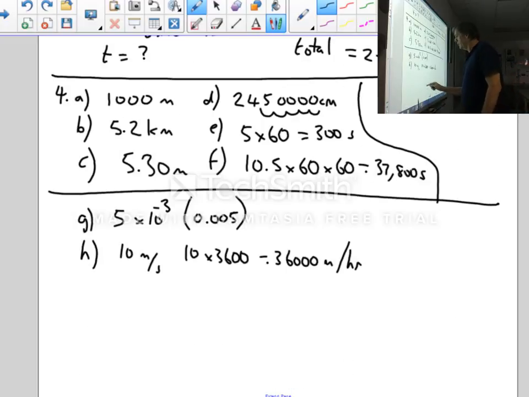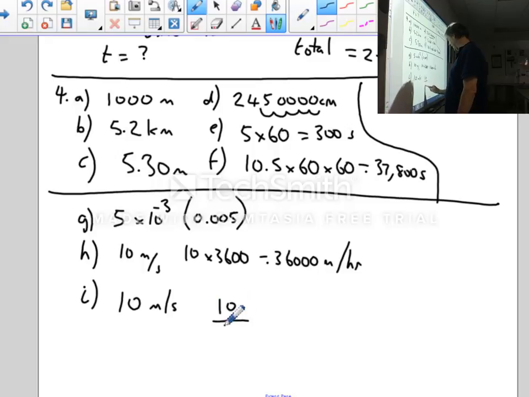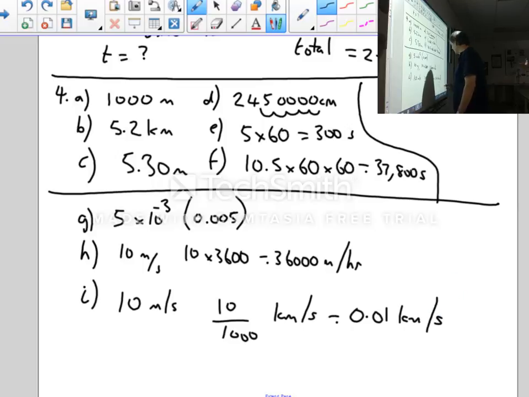All right, if we look at I. For I, we're going from 10 metres per second into kilometres per second. If it's done 10 metres in a second, it's not going to do very many kilometres in a second. It's a very small fraction. In fact, it's 1,000th of that. So you have to do 10 divided by 1,000 to work out how many kilometres per second it's going at. So 10 divided by 1,000 is 0.01 kilometres per second. So it's going pretty slow in kilometres per second.